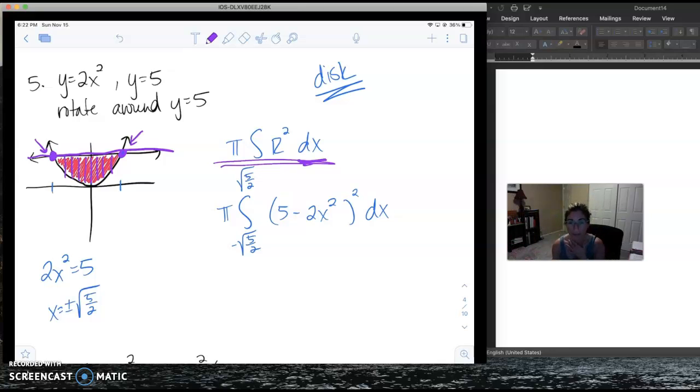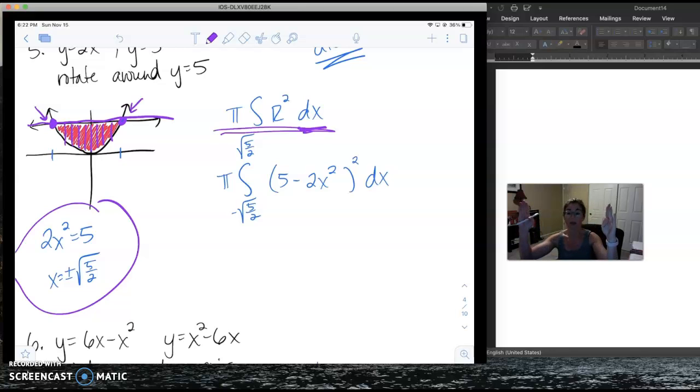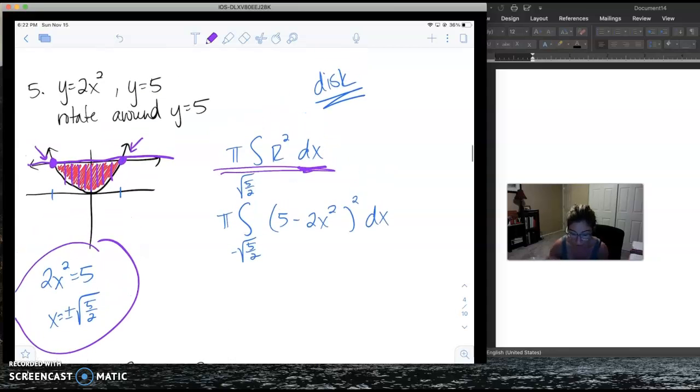So we can find the intersection of any 2 functions by setting them equal to each other. That's what it looks like you did on your paper. You set the 2 equations equal to each other so you could find where those 2 intersections are, really where you start and where you end. Your limits of integration are positive square root of 5 over 2 and negative square root of 5 over 2. So that's my A and my B.